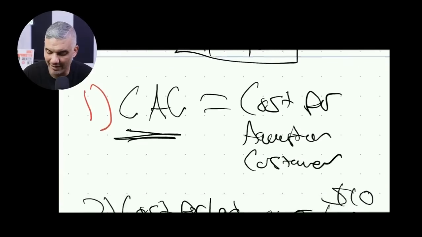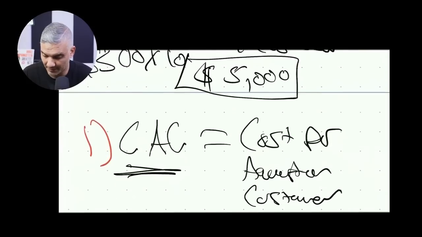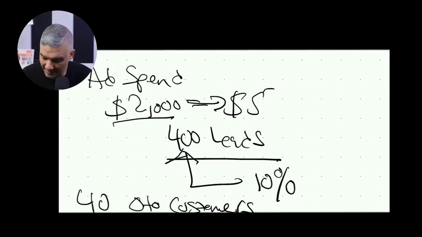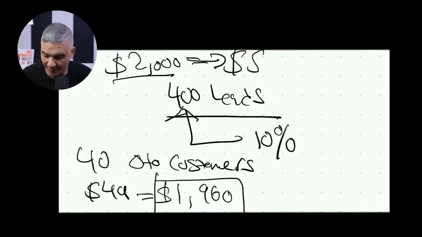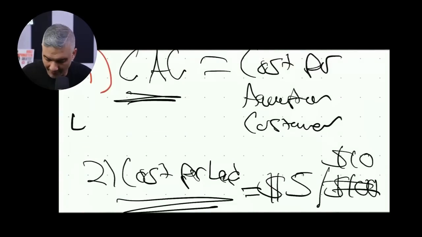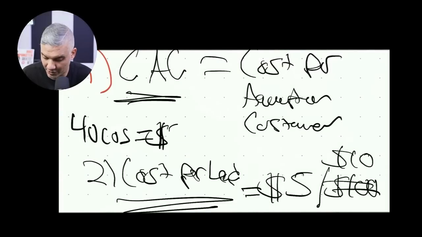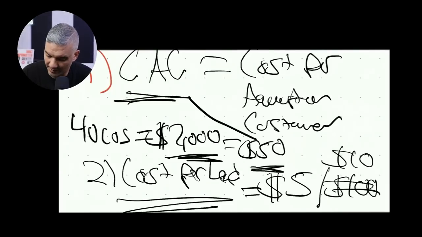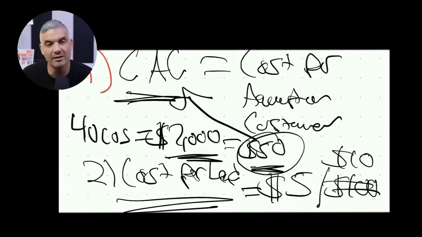So how do I figure out my cost per customer? Well, it's easy. How many customers do I get with the ad spend? In this example, we had 400 leads and then 40 people bought the one-time offer. So I got 40 customers, and I paid $2,000 for those ads in the beginning, right? So all I got to do is divide $2,000 by 40, and I get $50 CAC. This is my cost per acquisition, $50.